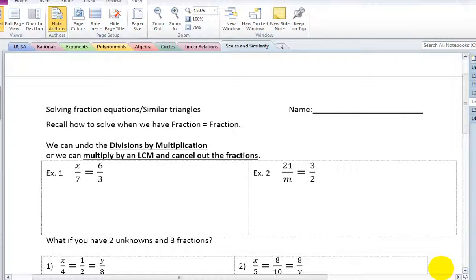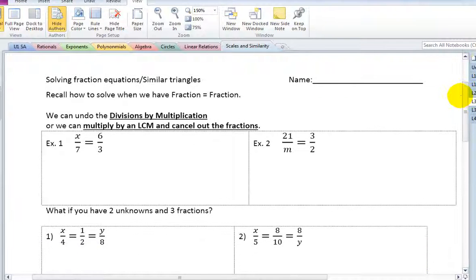You can solve these. You have to be an expert at solving these. So this one we don't have to do full cross multiplication. We can get rid of this, divide by 7. Yep, 7 times 6, divided by 3.